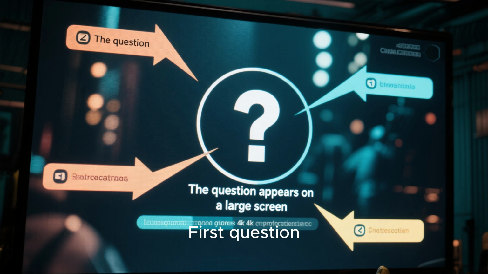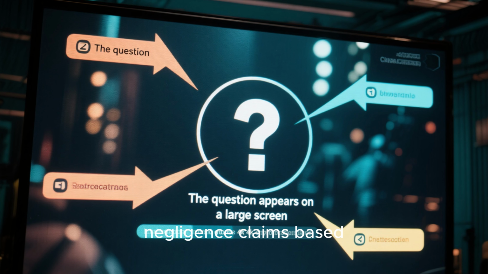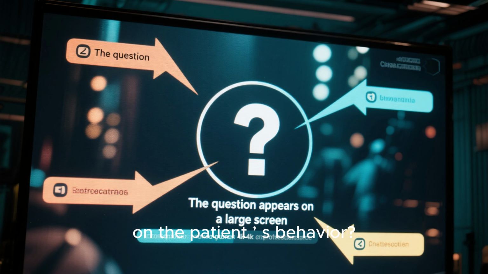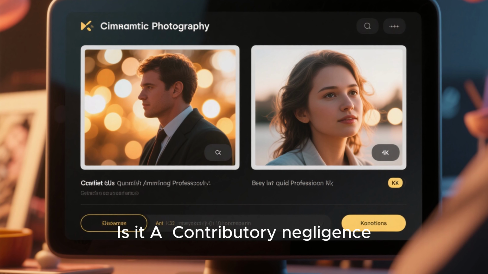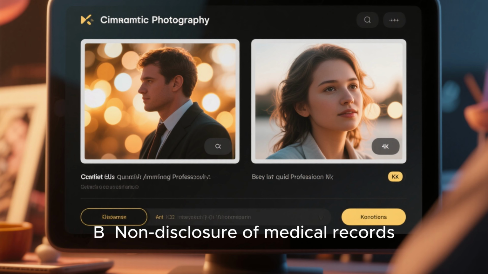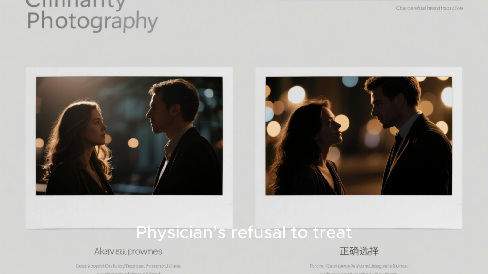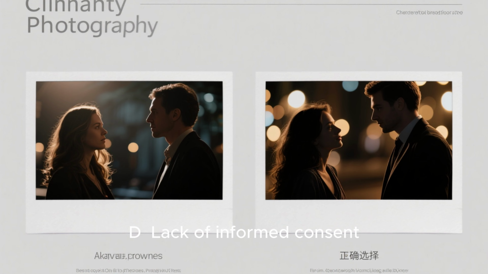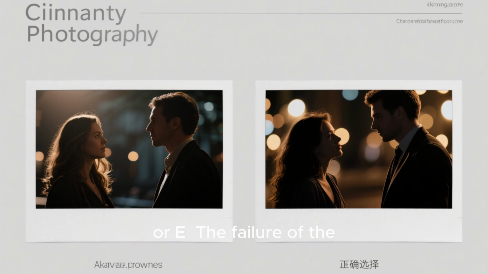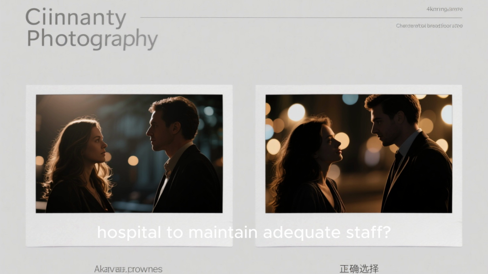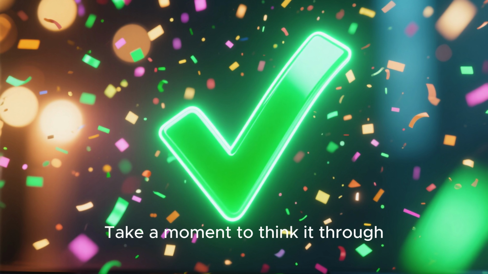First question. Which of the following is a defense in medical negligence claims based on the patient's behavior? Is it A. Contributory negligence, B. Non-disclosure of medical records, C. Physician's refusal to treat, D. Lack of informed consent, or E. The failure of the hospital to maintain adequate staff? Take a moment to think it through.